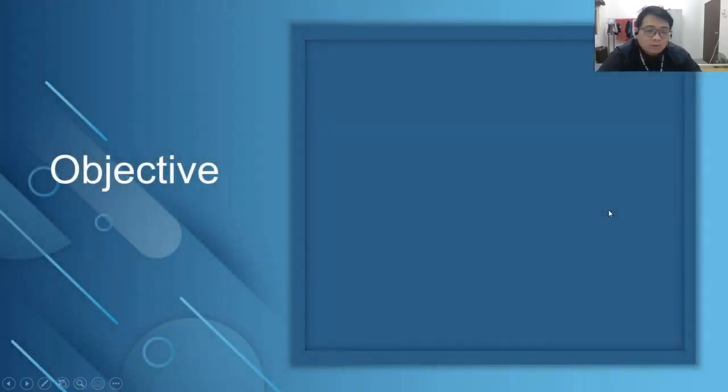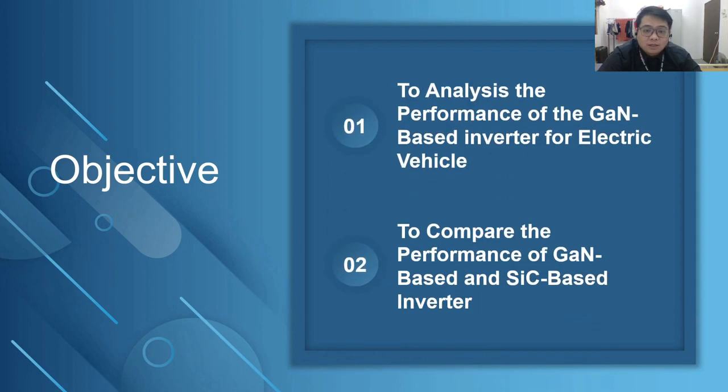Next is the objective to be achieved in this project. There will be two objectives to be achieved. The first objective is to analyze the performance of the gallium nitride based inverter for electrical vehicle. The second objective is to compare the performance of gallium nitride based and silicon carbide based inverter.